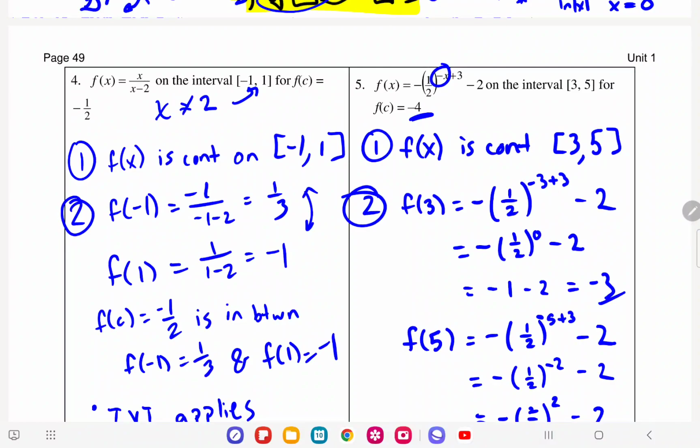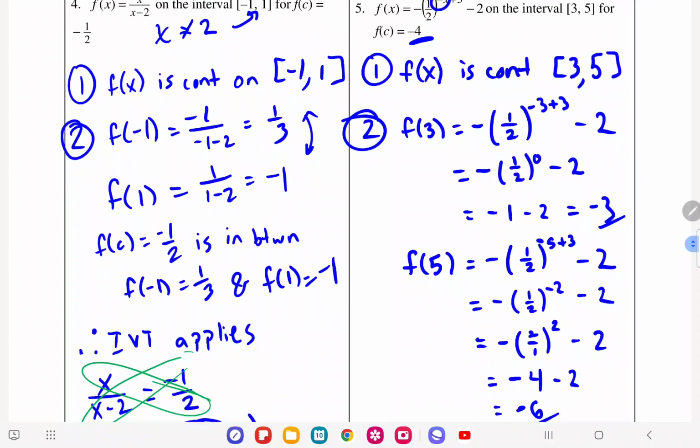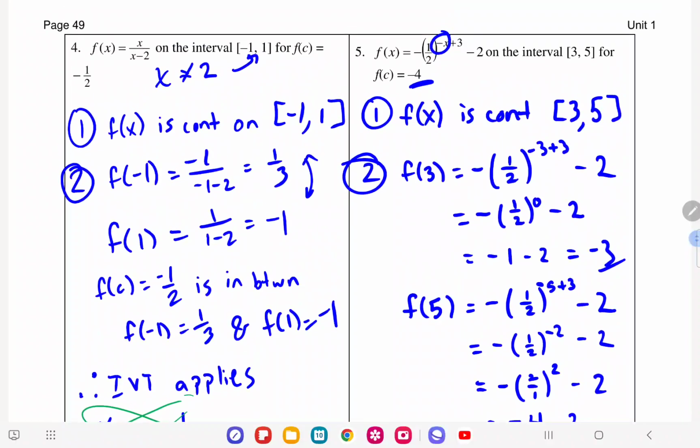Basically, f of x is continuous. This is an exponential function, right? Exponential functions are pretty much always continuous. Then, oh, you know what? It looks like we don't need a calculator here. So you could copy this down if you want to. F of 3, when we plug in 3, we get negative 1/2 to the 0th power. Negative 1/2 to the 0th power is just 1, and then minus 2. So 1 minus 2 is negative 3.